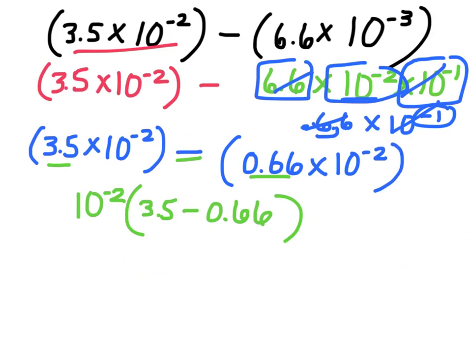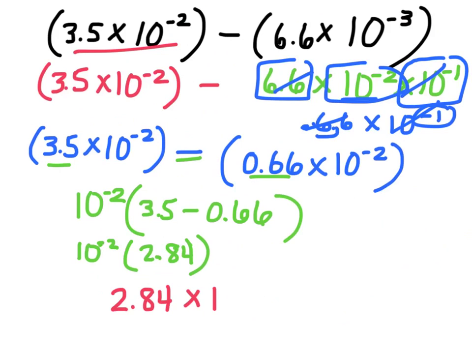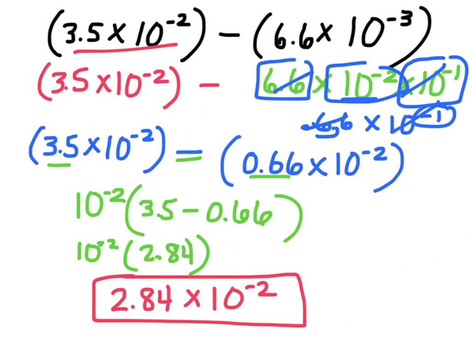Okay, now I'm going to work out inside the parentheses. When I work that out, I get 10 to the negative second times 2.84. Now if I write that in scientific notation, it's 2.84 times 10 to the negative second. That's already in scientific notation because this number is between 1 and 10, and then I have my power of 10.